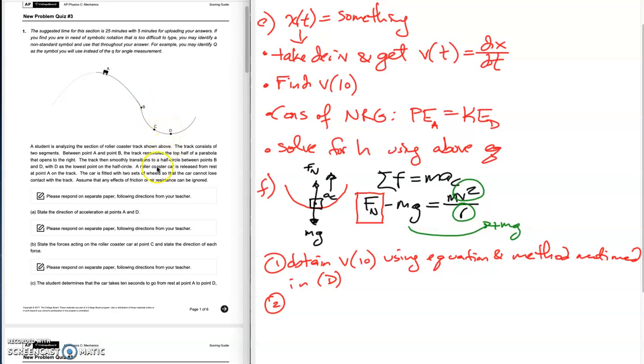Are we told that directly? No. The track then smoothly transitions to a half circle between points B and D, with D as the lowest point on the half circle. So they're telling us indirectly that from B to D is a quarter circle. So we need to get the radius of that circle. And we're told that's a quarter circle. We're also told that this arc length is 100 meters. So this guy's 100 meters.